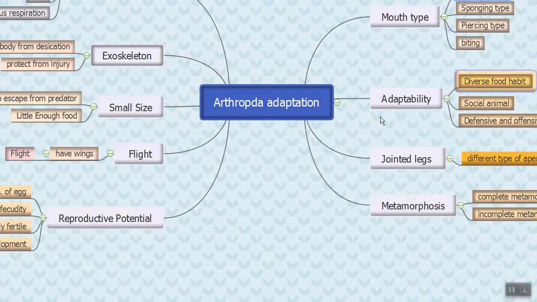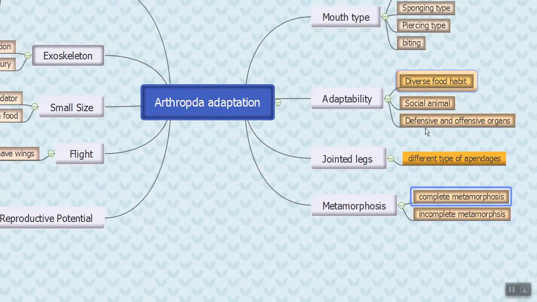Adaptability: they can adapt to very typical or very extreme climatic conditions, because their body gets adjusted to that. One such adaptation is that these animals have defensive and offensive appendages, or organs, and these animals are also socially adaptable.